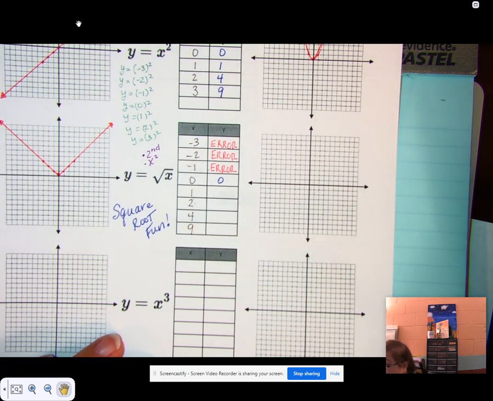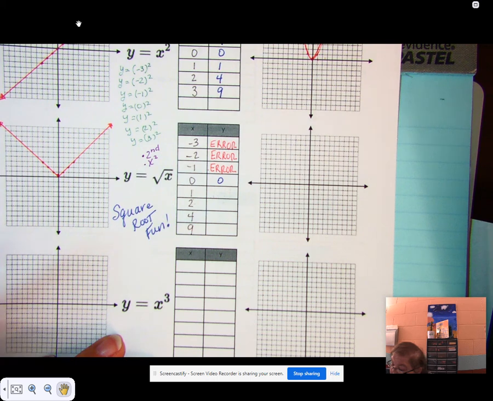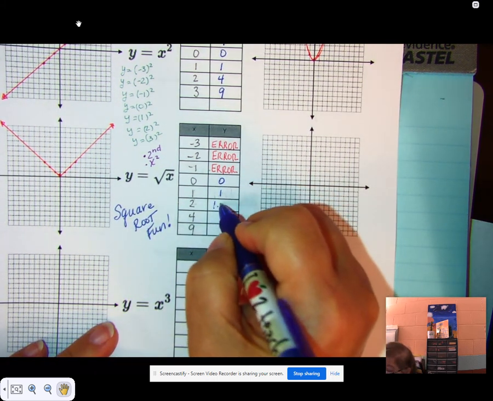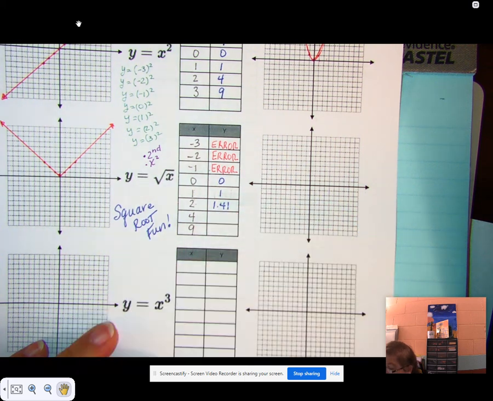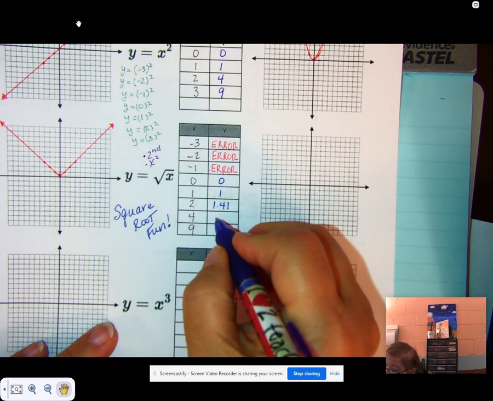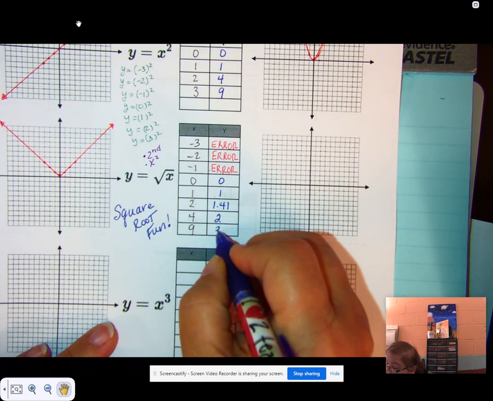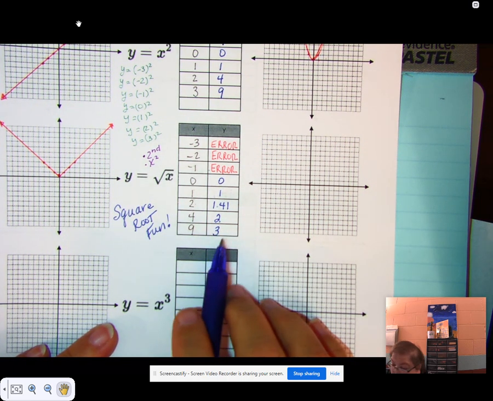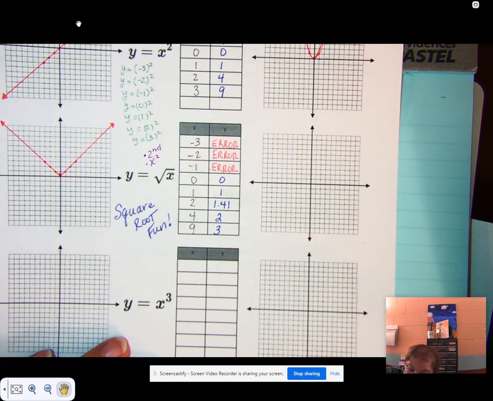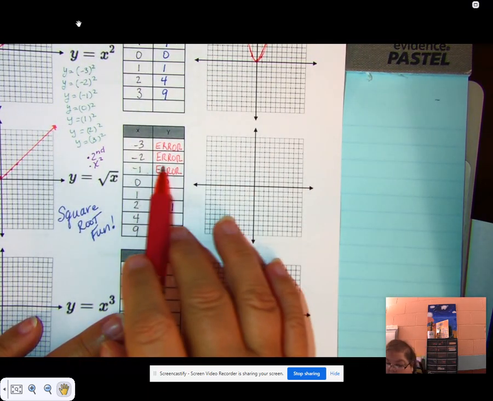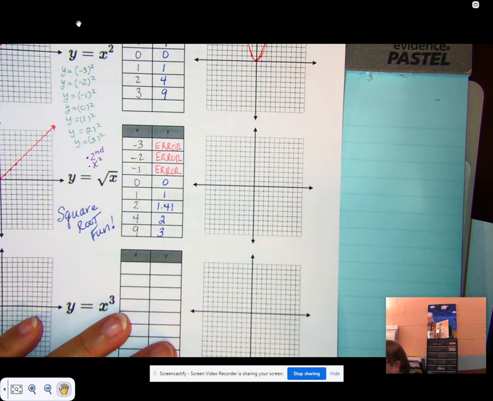So we're going to write that down. Sorry, I got a little excited. The square root of 2 is 1.41. The square root of 4 is 2. The square root of 9 is 3. Okay, so let's look at that. That's going to be a much better graph, easier to graph here. We cannot graph any of those.